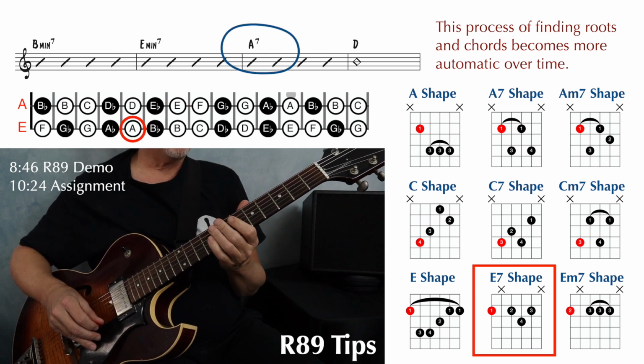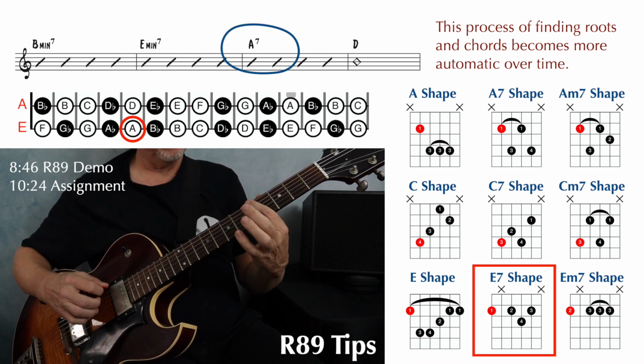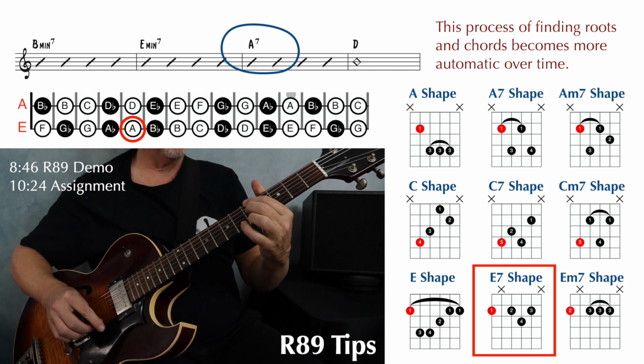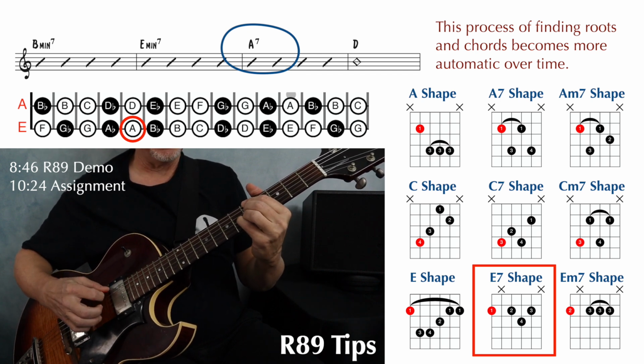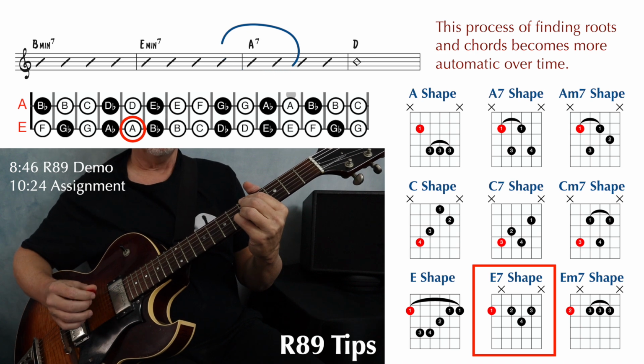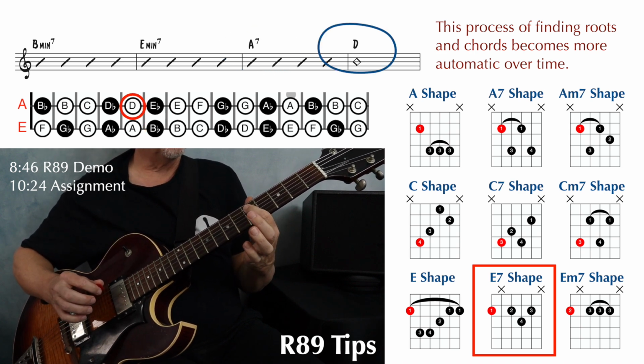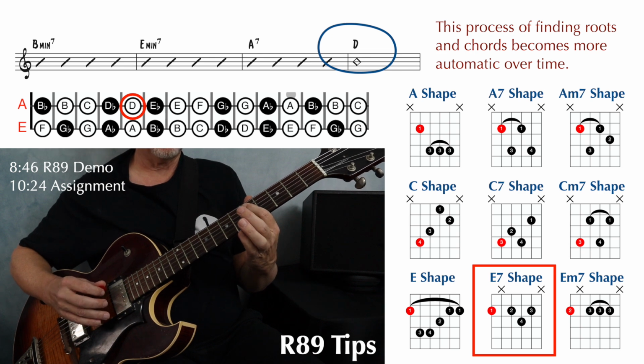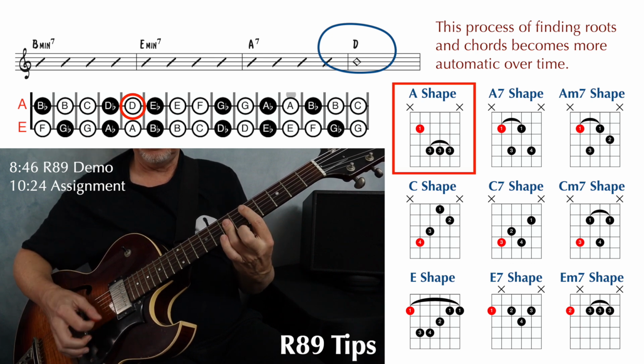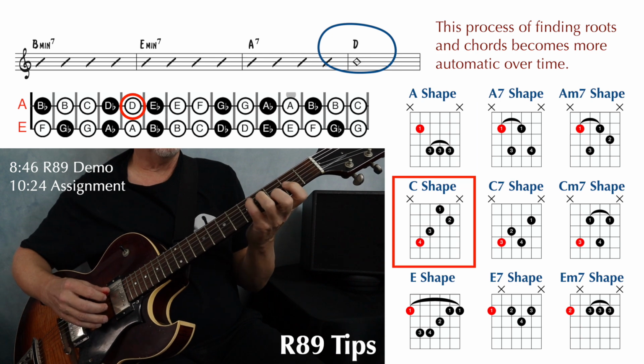And then the closest A for our A7 root note will be at the 5th fret on the 6th string. Play the E7 shape there. And then we have a D major. Our closest D root note is also at the 5th fret on the 5th string this time. I'm going to play this A major shape. You could play the C major shape.